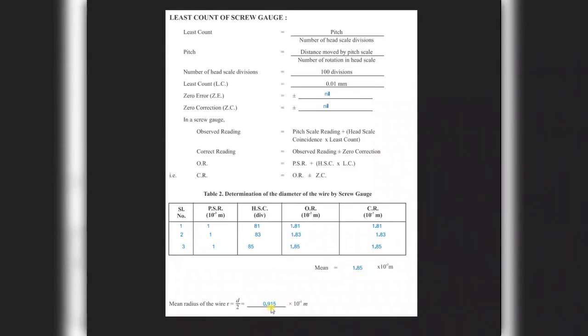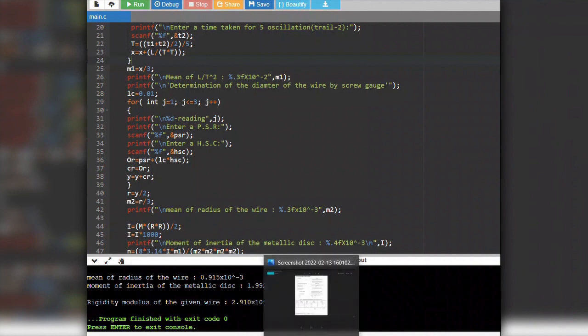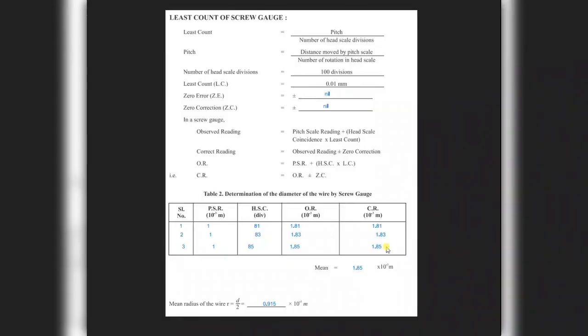Mean of the radius, as we solved, is 0.915 into 10 power minus 3 meter. Same as before. Then moment of inertia is 1.926 into 10 power minus 3. Then rigidity modulus of the wire is 2.910 into 10 power minus 1, as we saw in our manual calculation. It's the same.